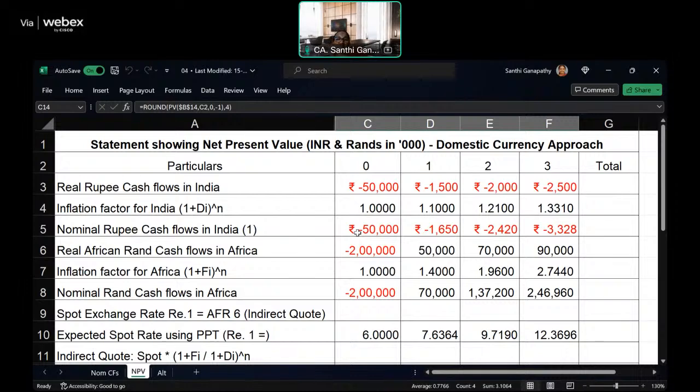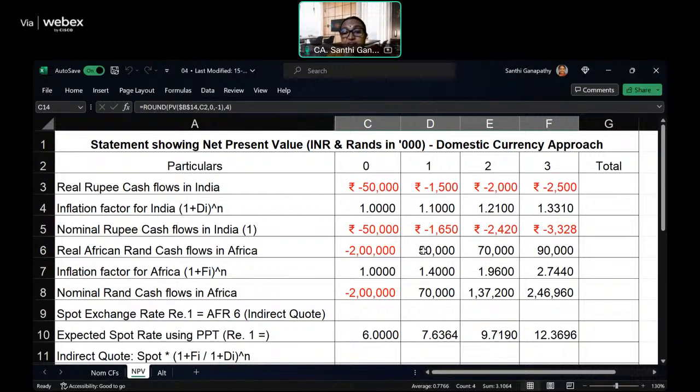Minus 1,500, which we have, that is at the end of first year, but it is given in today's terms. So once I should compound 1 into 1.1. Similarly, second year 1.1 into 1.1. Third year 1.1 into 1.1 into 1.1. Nominal rupee cash flows, what it is.